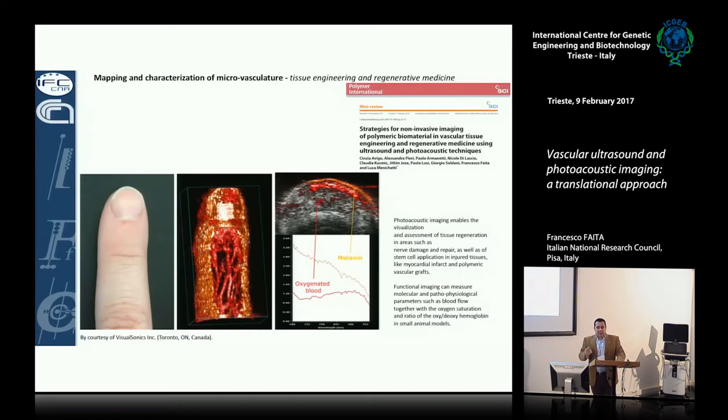Last point, and I think this can be a great opportunity for a faster translation in a human study: photoacoustics in regenerative medicine. In particular, in applications such as nerve damage repair, stem cell application in myocardial infarct, and also when implanting polymeric vascular grafts, because in this case photoacoustic imaging allows us to acquire parameters about oxygen saturation of the tissue around where the regeneration of tissue is present, and also information about the ratio between oxy and deoxyhemoglobin.